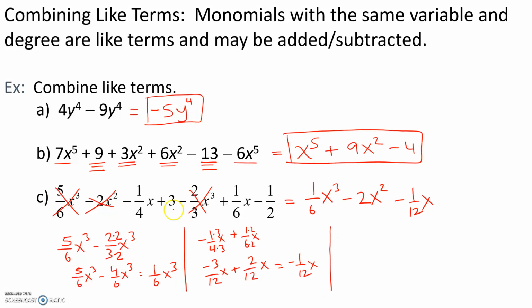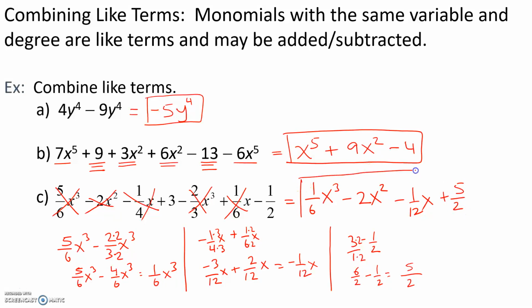Finally, let's combine 3 and negative 1/2. Anytime you subtract, add, multiply, or divide an integer with a fraction, remember to rewrite the integer as a fraction by writing it over 1. The common denominator here is 2, so we will multiply the 3 and the 1 by 2. This will give us 6 over 2 minus 1 over 2. Once we have a common denominator, subtract the numerators. This gives us 5 over 2. So our resulting polynomial is 1 over 6x cubed minus 2x squared minus 1 over 12x plus 5/2.